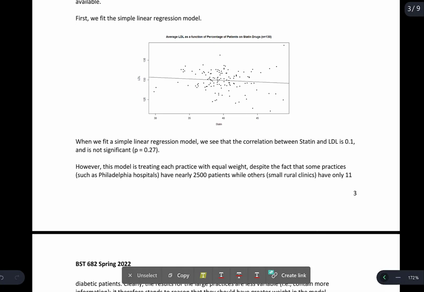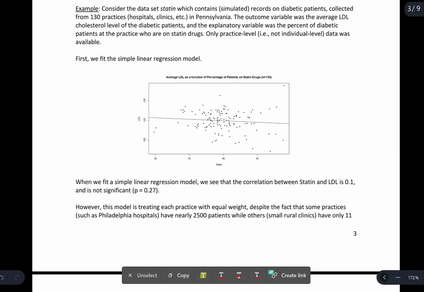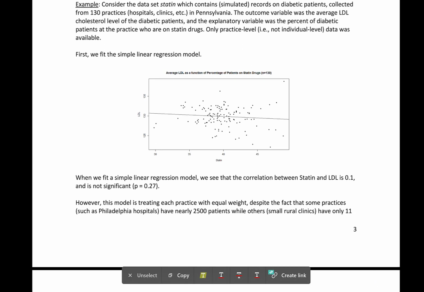So when we fit a simple linear regression model, we can see that the correlation between statin and LDL is approximately 10% and that it's not significant. However, notice that this model is treating each practice with equal weight. In other words, it's saying in terms of the data and in fitting the model, each of these practices are equal to one another. But we know that since some of the practices are hospitals and some of them are really small clinics, that might not be fair, because some of them are going to have much smaller variability because there's going to be a lot more patients within that practice versus other ones.